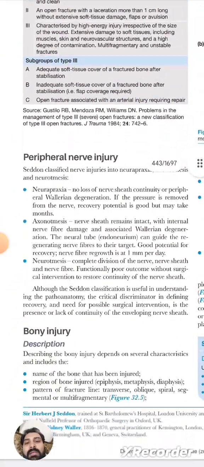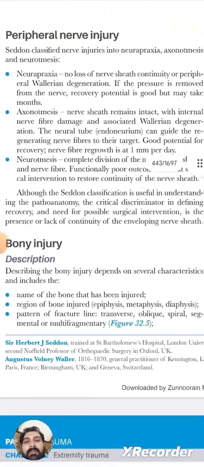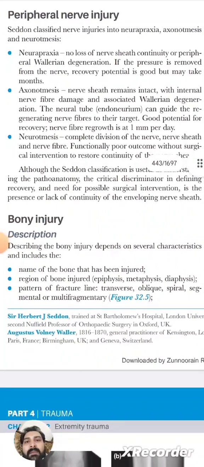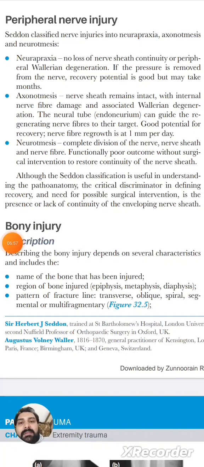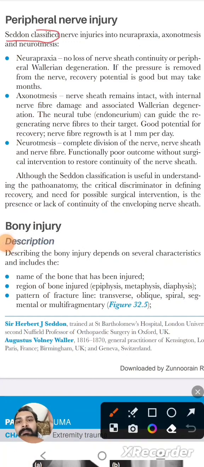So, now let's proceed to the peripheral nerve injuries. When there is trauma, nerve can also get damaged. Seddon has classified the nerve injuries into 3 types: neuropraxia, axonotmesis, and neurotmesis. The names are self-explanatory.